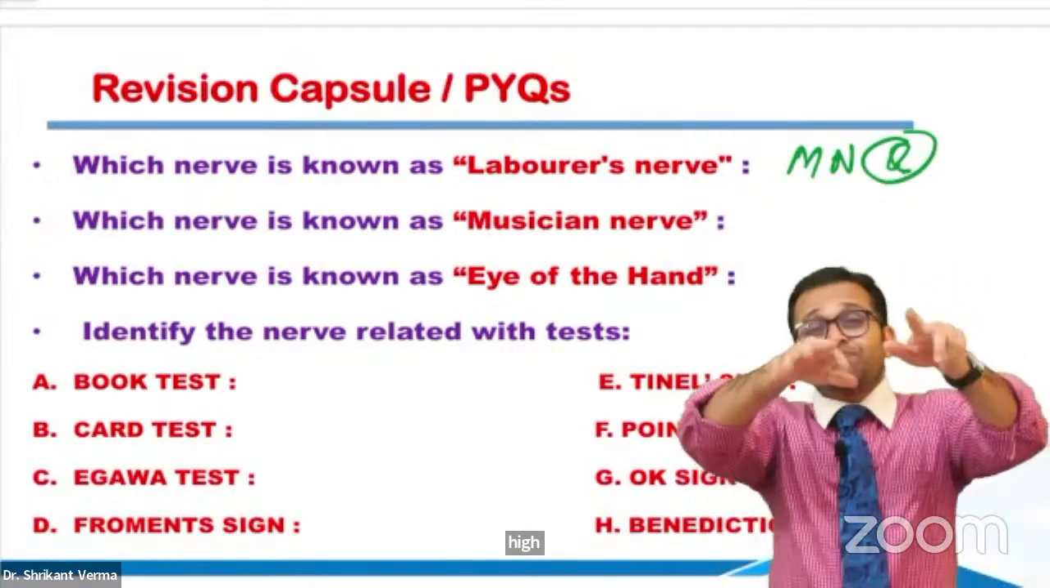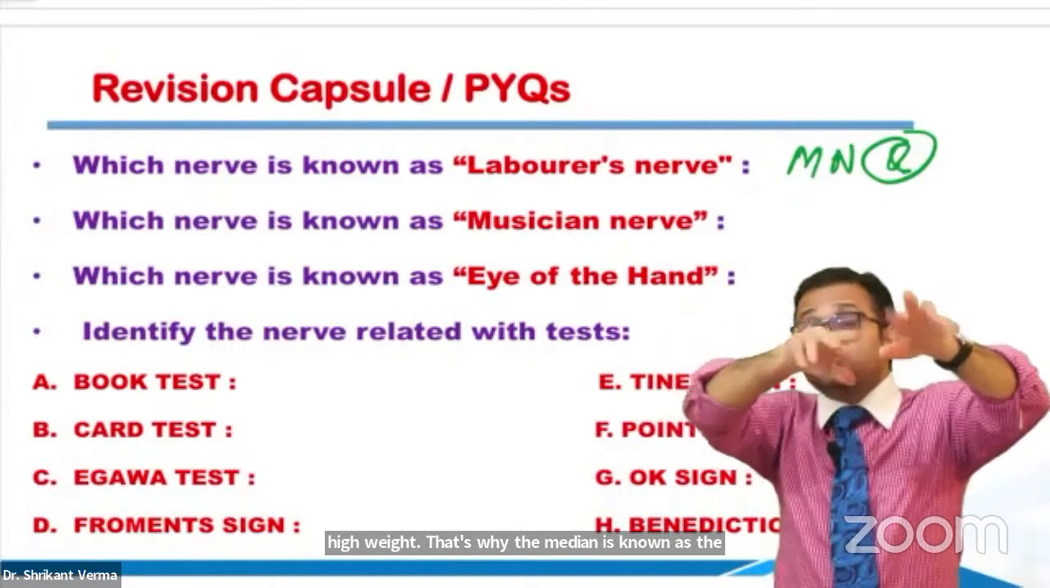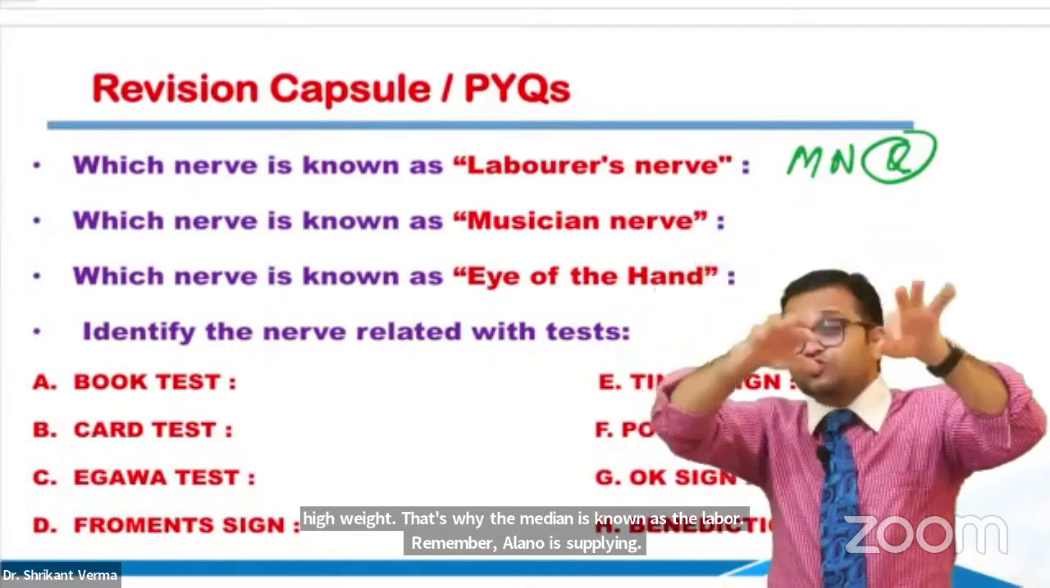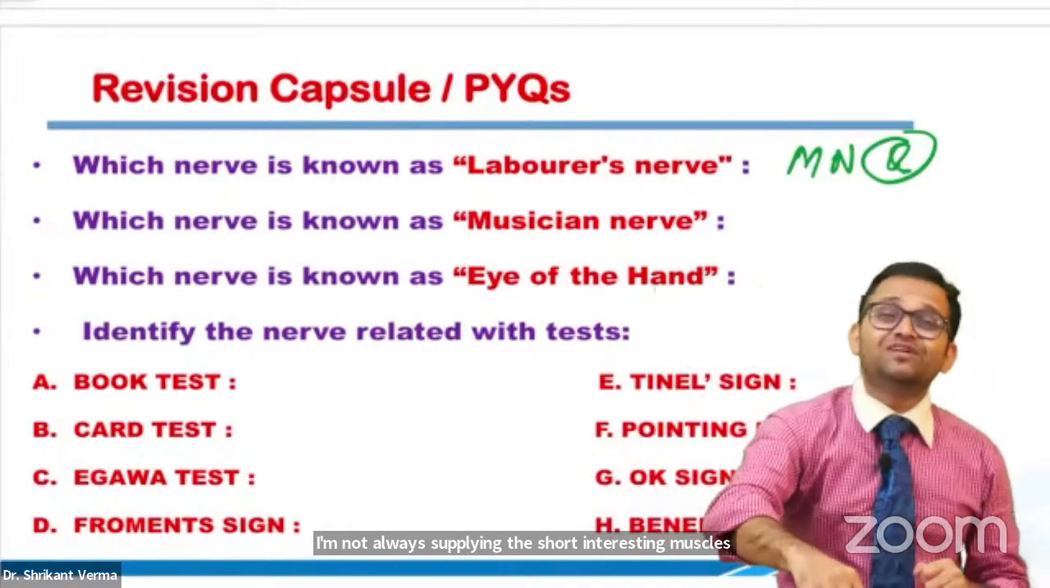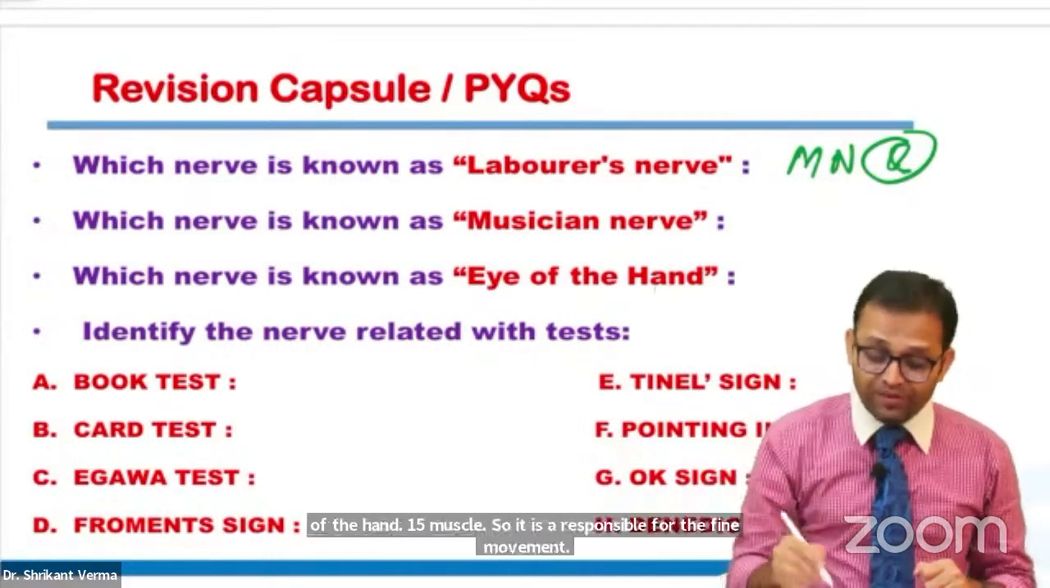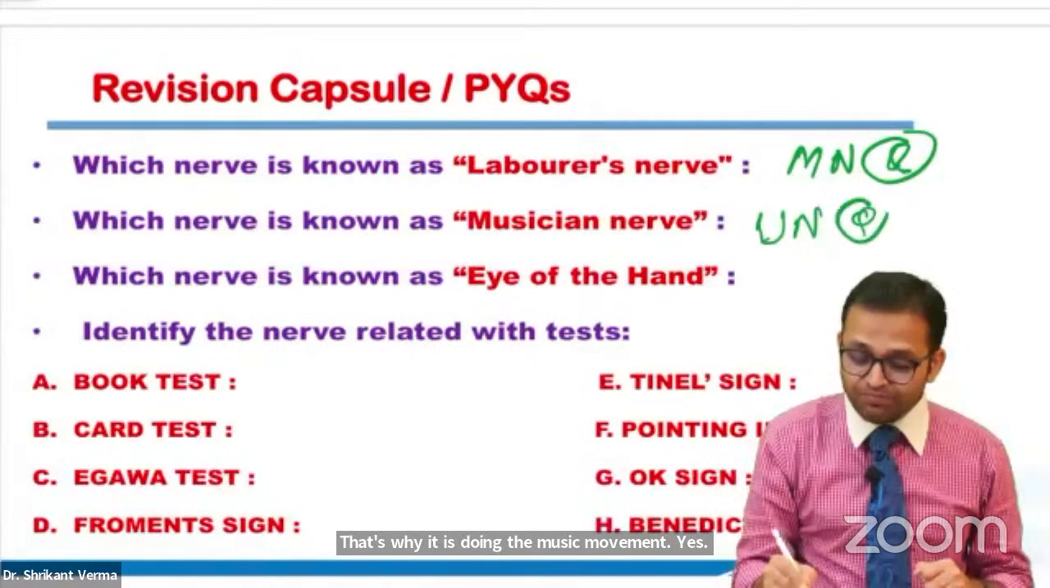Remember, ulnar nerve is supplying the short intrinsic muscles of the hand, 15 muscles. So it is responsible for fine movement. That's why it does musical movement. Yes, the ulnar nerve is known as the musician's nerve.